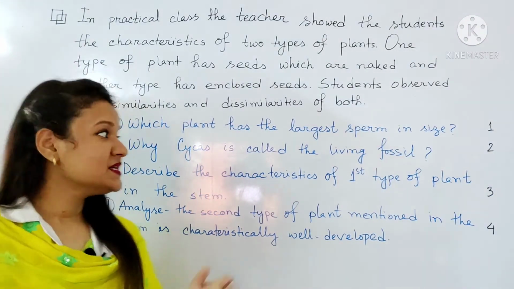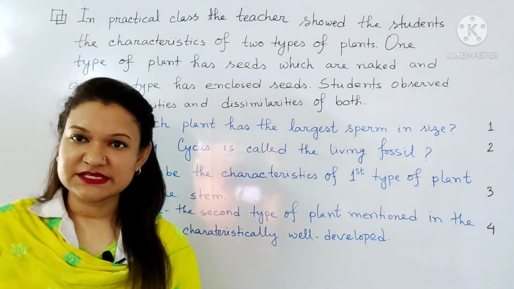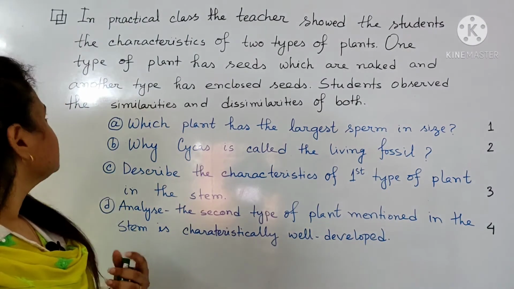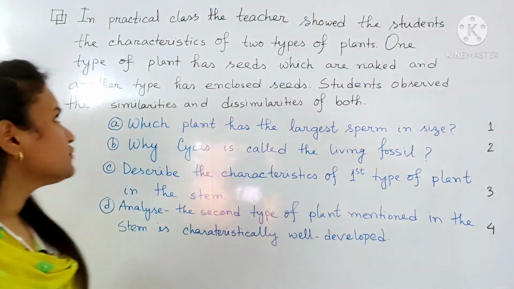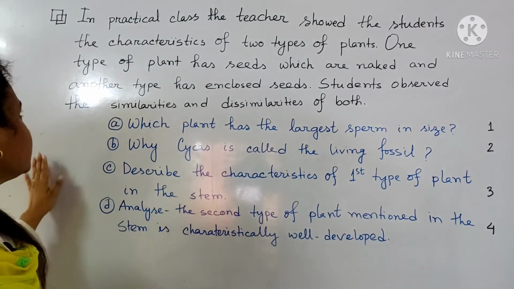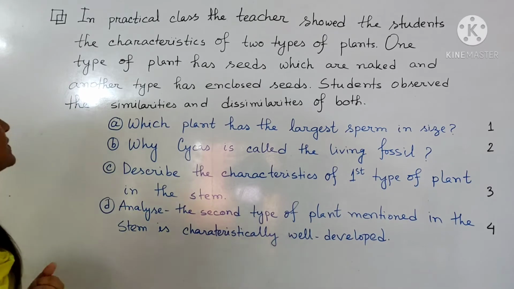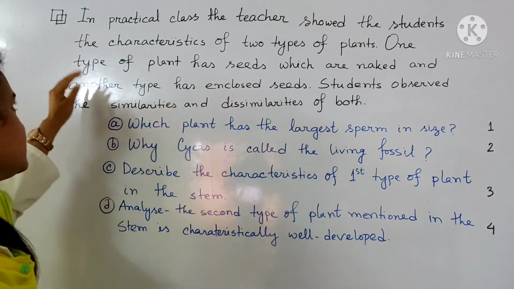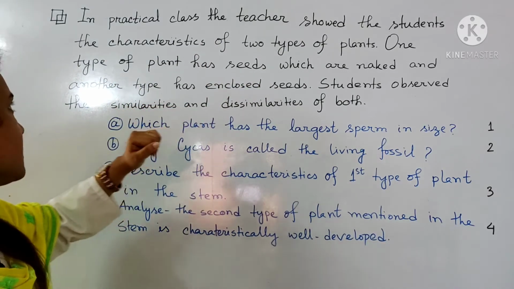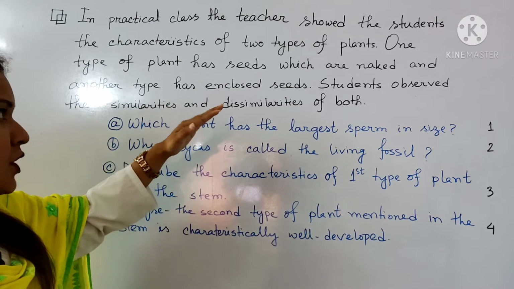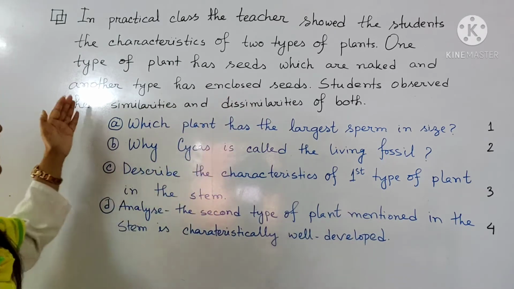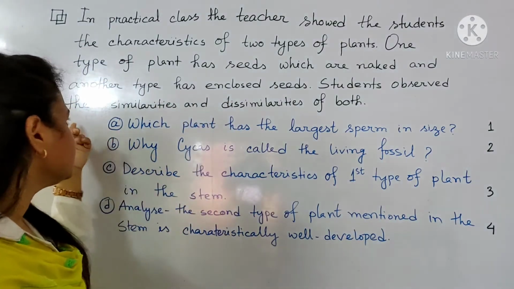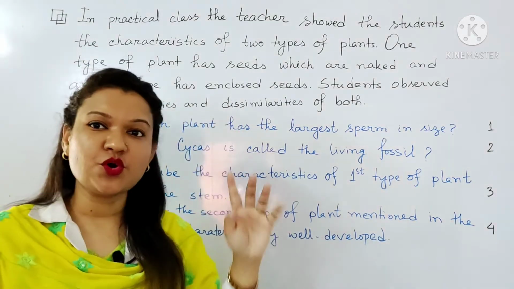So dear students, this is our first stem. Now I will discuss this stem. First of all, what is written in our stem? In practical class, the teacher showed the students the characteristics of two types of plants. One type of plant has naked seeds and another type has enclosed seeds. Students observed the similarities and dissimilarities of both.